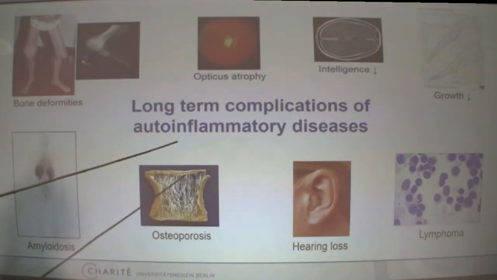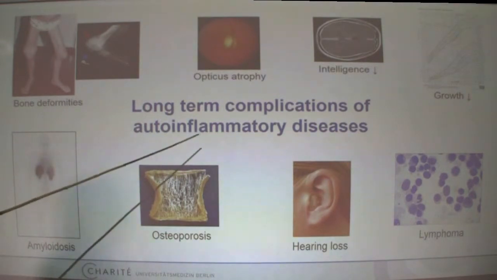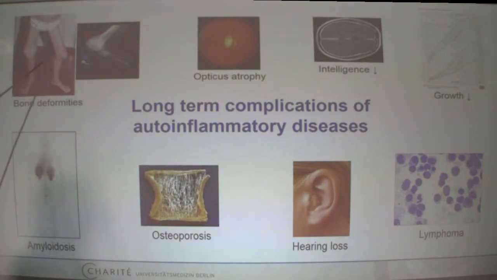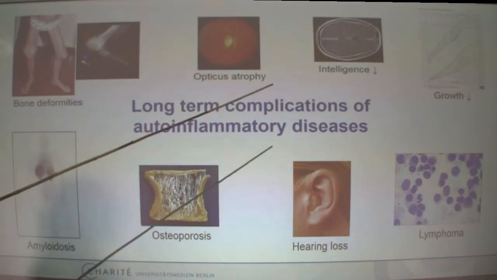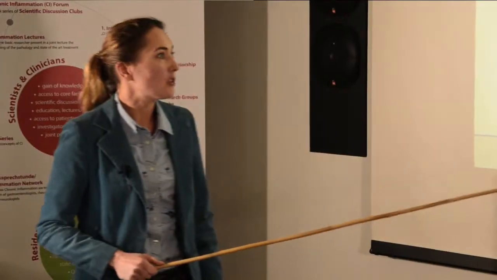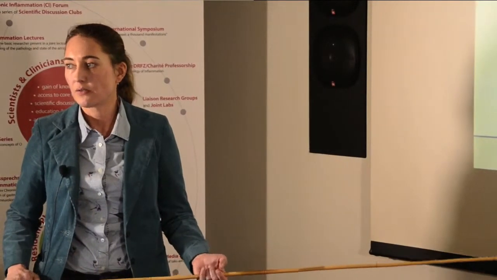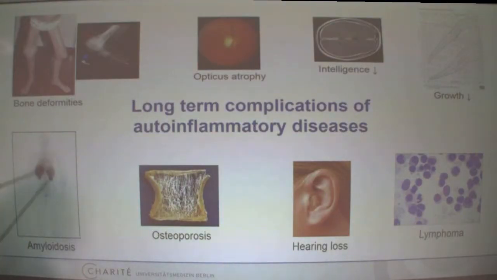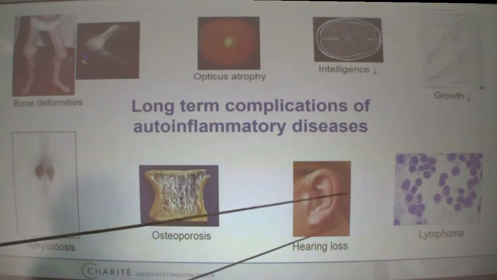That this is really of importance is shown here again, showing you some of the long-term complications of autoinflammatory diseases, such as severe bone deformities, optic atrophy, reduced intelligence, and diminished growth, in particular in severely affected CAPS patients. Also, due to the severe and chronic inflammation, many of these conditions can cause amyloidosis, which then often leads to kidney insufficiency, osteoporosis, hearing loss, which was already mentioned, and lymphoma in Schnitzler patients.